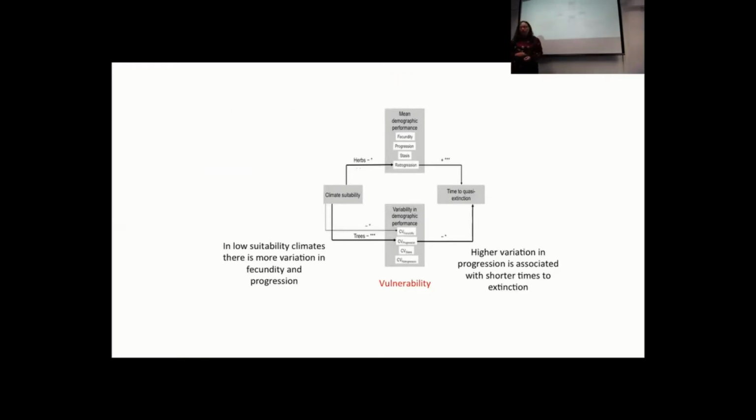And then there's a vulnerability pathway as well. So in low suitability climates, you're vulnerable to extinction through this pathway. There's more variation in fecundity and progression in low suitability climates, and higher variation in progression is correlated with shorter times to extinction. So you're more vulnerable to extinction through this pathway. This was done using the 37 species that I mentioned, but it seems like this is basically setting up two hypotheses that can be tested using within species variation in particular. We're not sure how strongly this holds for which species, which life history strategy.